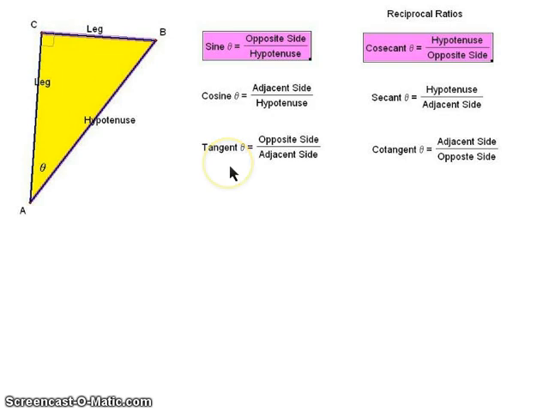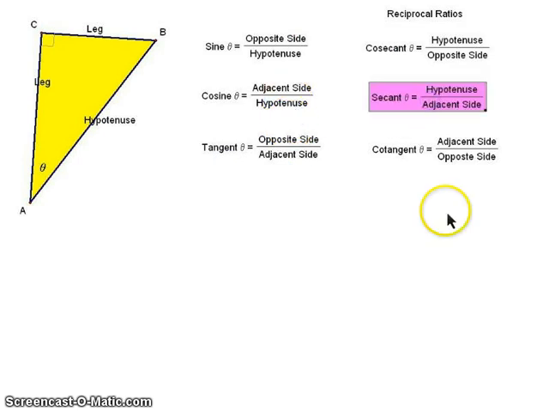Okay, same thing holds true for the next one. The next one is called the secant. Now, obviously the secant and the cosecant are related somehow. There's that CO in front of it again. We'll talk about that in a different video. Right now, I just want you to focus on the cosine, which is the adjacent side divided by the hypotenuse. The reciprocal of that would be the hypotenuse divided by the adjacent side. We call that the secant.